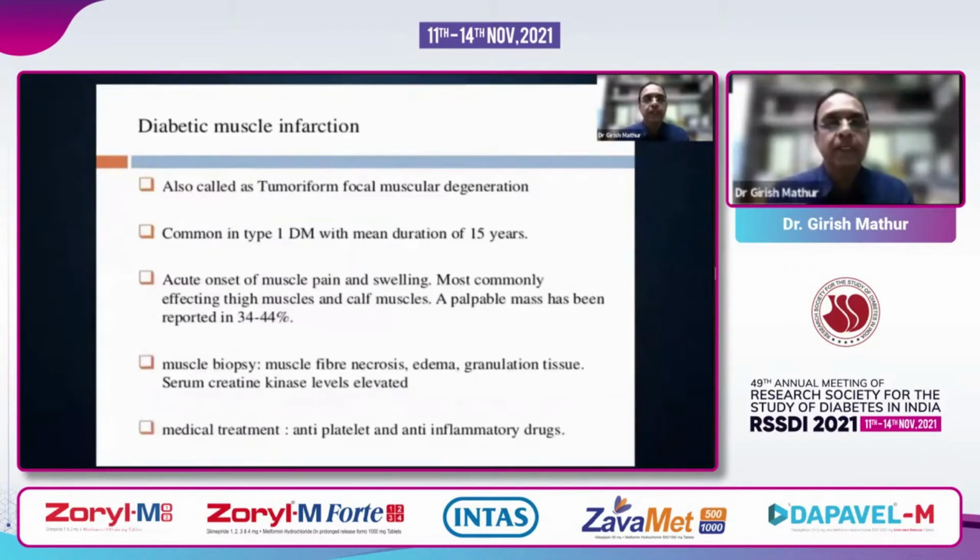One more condition is diabetic muscle infarction, also called tumoriform focal muscular degeneration. It is common in type 1 diabetes with a mean duration of 15 years. There is acute onset of muscle pain and swelling, most commonly affecting thigh muscles and calf muscles. A palpable mass is seen in 34 to 44% of patients.